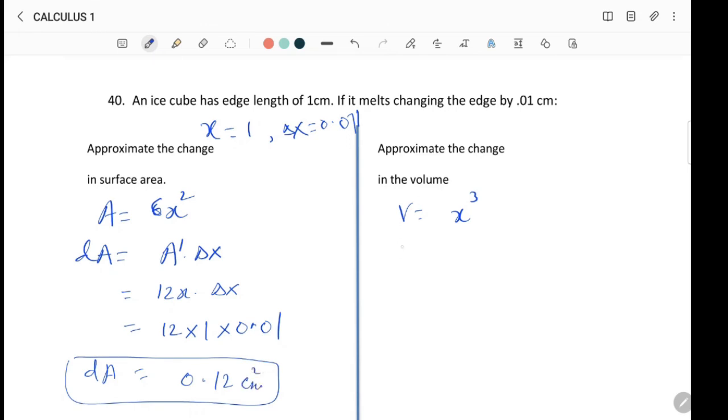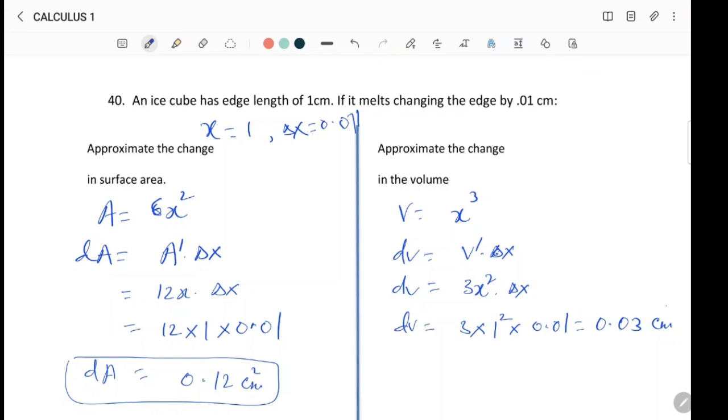Again, approximate change in volume is dV, which is V dash x delta x, 3x square delta x. So this is 3 times 1 square times 0.01, which is 0.03 centimeter cube. These are the changes.